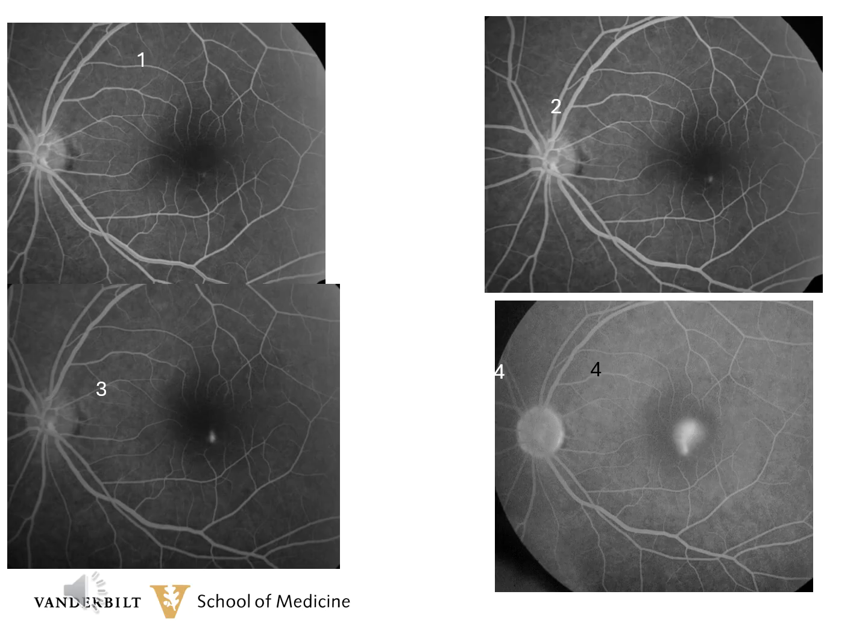And here's this patient's angiogram. You can see in the first angiogram, there's no hyperfluorescence. In the second and the third angiogram, you can see the fluorescein starting to build up. And actually, this is probably the dye leaking into a very small pigment epithelial detachment.